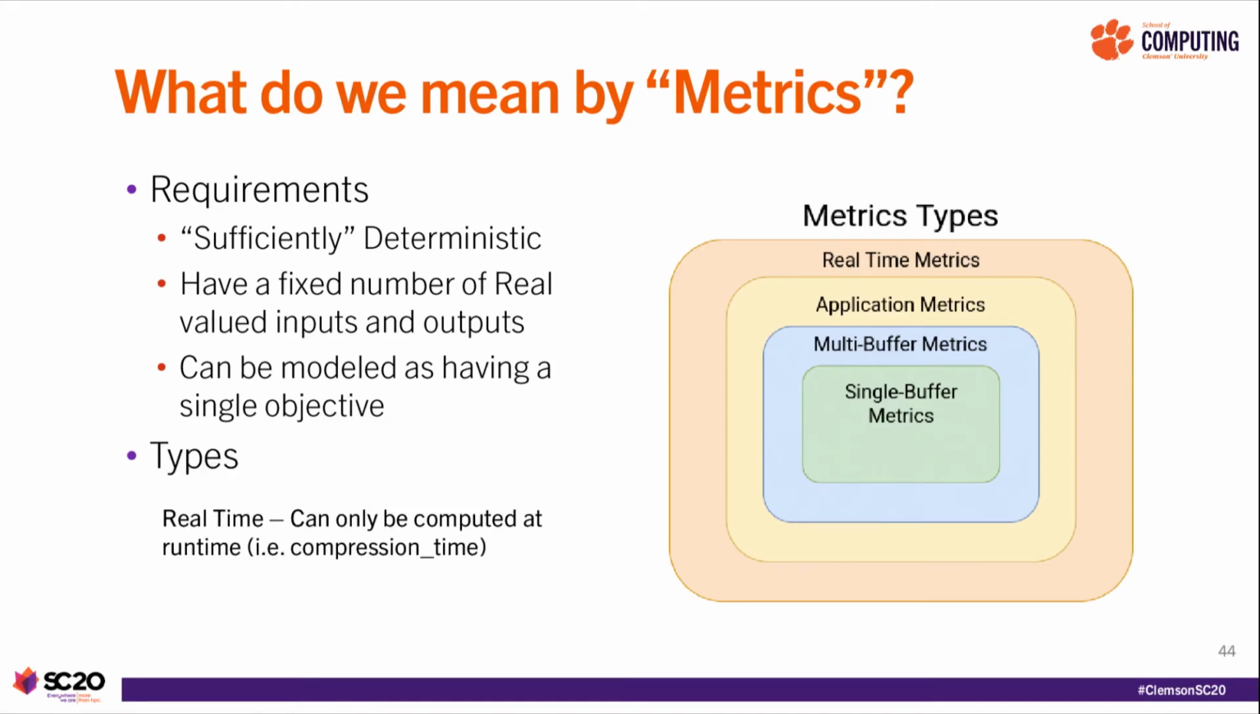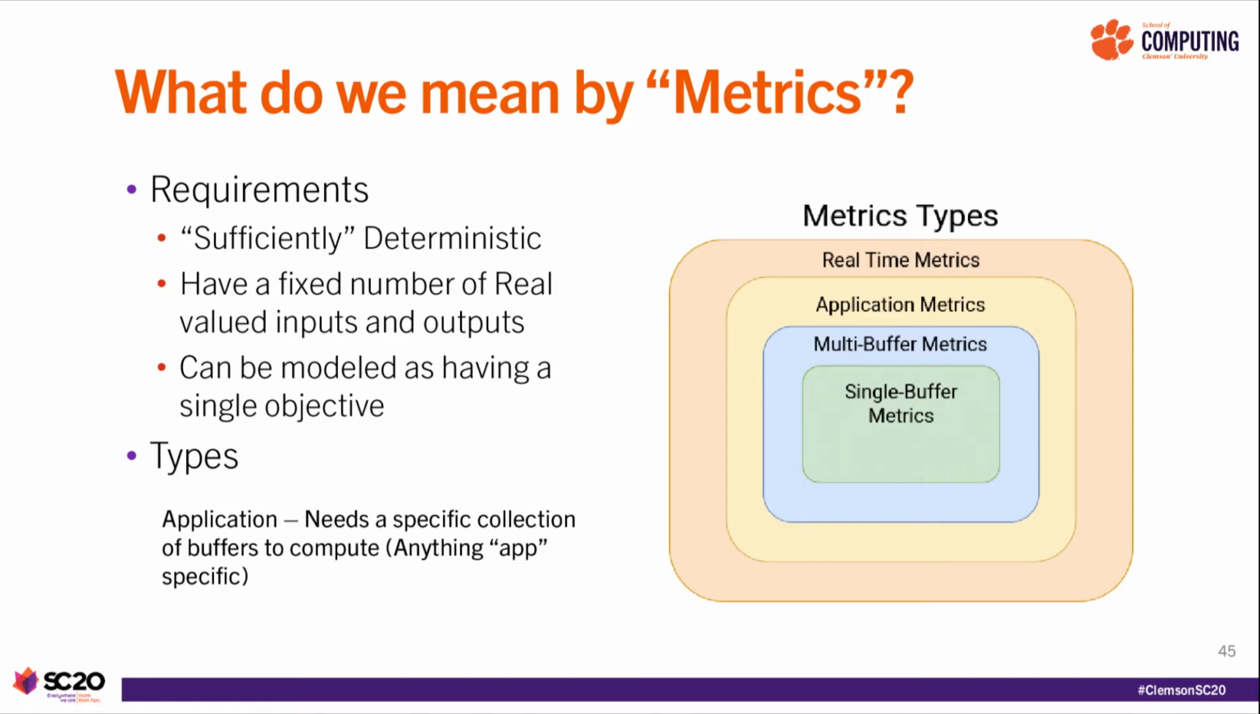Now let us consider a collection of types of metrics. The outermost type we will consider are real-time metrics. These are metrics that can only be computed at runtime. They cannot be computed from the buffers after the fact. A good example of this would be compression time. Obviously, you don't know how long it took to compress and decompress a buffer simply by looking at the values of the buffers themselves.